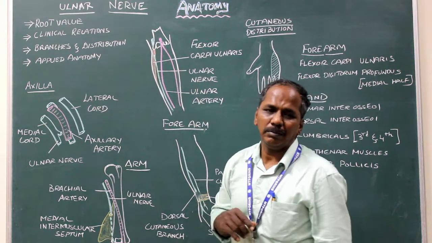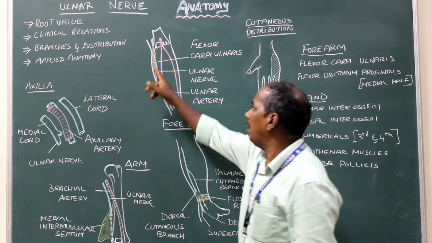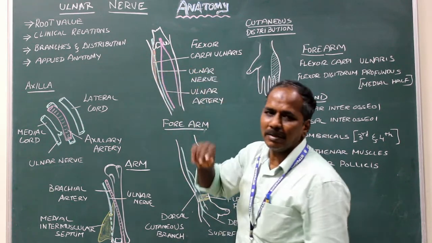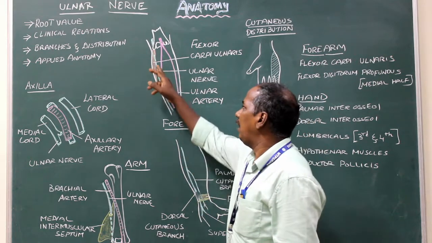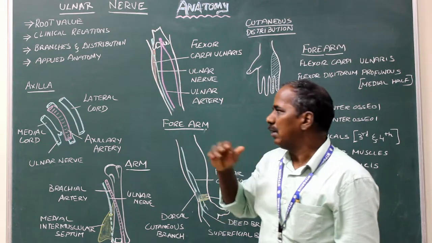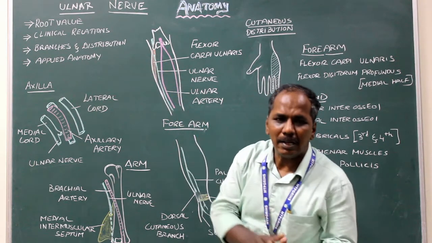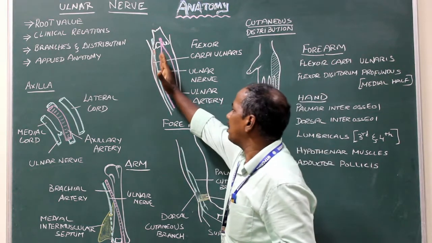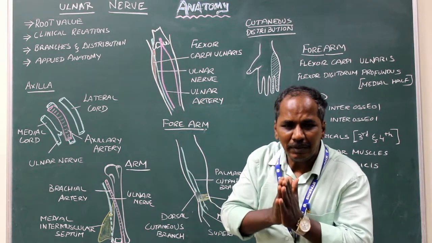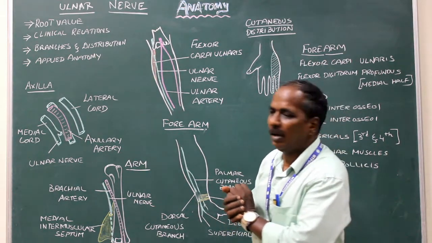In the forearm, it enters the forearm by piercing the flexor carpi ulnaris muscle. So it runs between the flexor carpi ulnaris and flexor digitorum profundus.